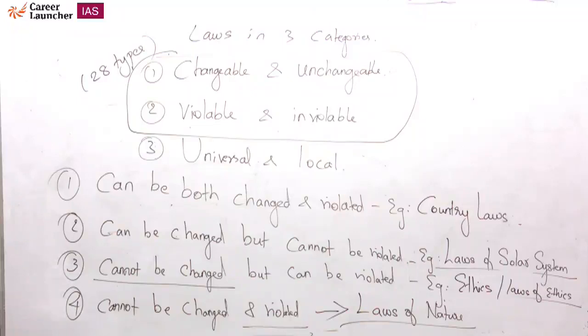Now write the differences. Put a tabular column or something, it's up to you; otherwise you can write it as a paragraph also. One side ethics, another side law. First point: ethics comes from people's awareness. So make a tabular column, it will be easy for your revision.